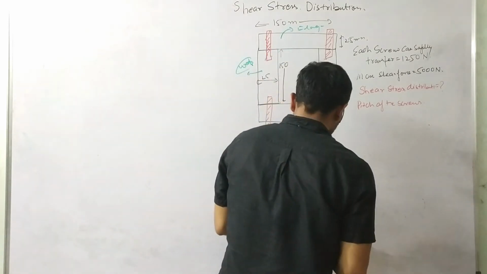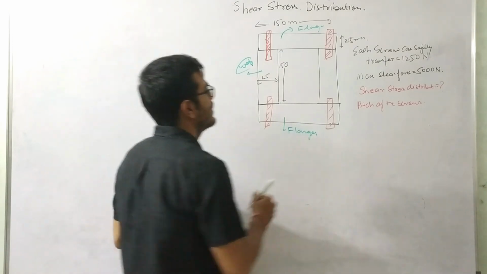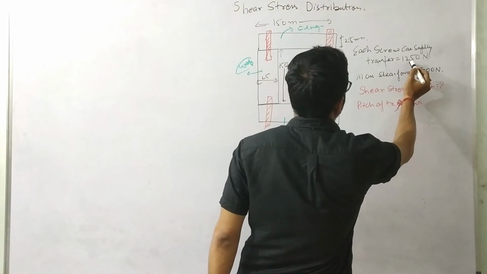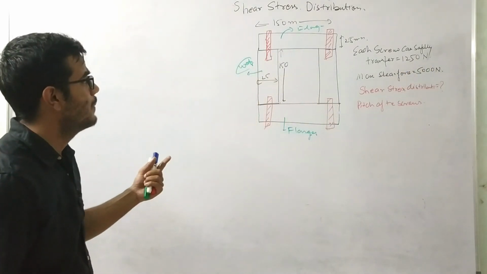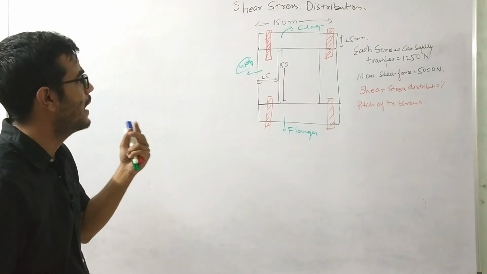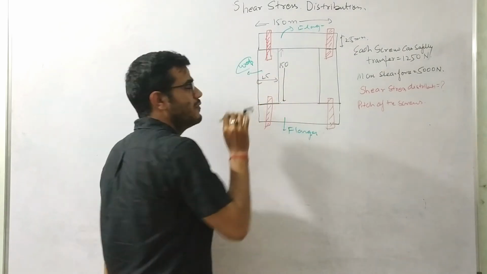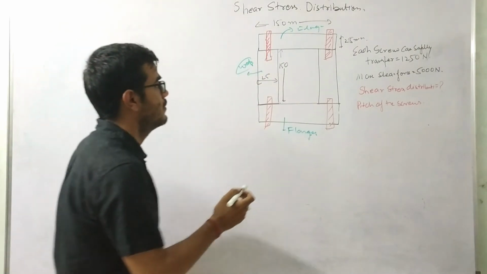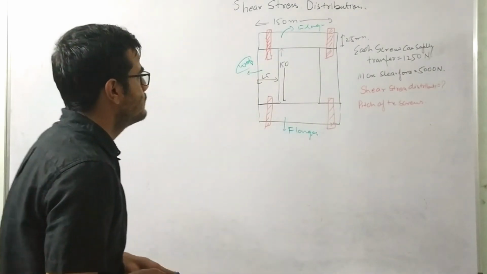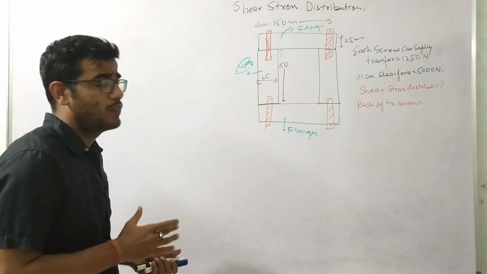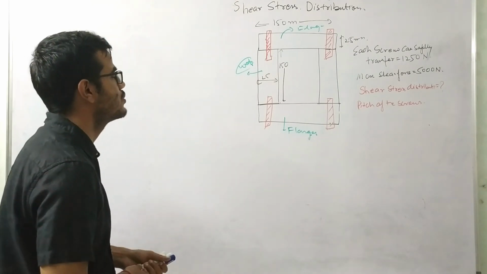Now, what is the question? The question says that each screw can safely transfer 1250 Newton force. Each screw, the maximum shear force that a screw can handle is 1250 Newton, and the maximum shear force at a cross section is 5000 Newton. So I need to calculate the pitch of the screw, and I also need to calculate the shear stress distribution of this section.